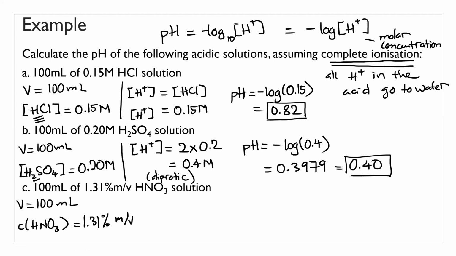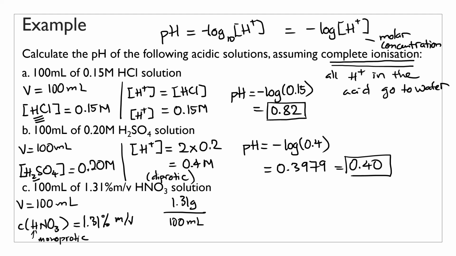This is a monoprotic acid, so it's good, but I don't have the concentration of this acid in mole per liter. So you can't calculate pH unless the concentration is in mole per liter. So what I need to do for this particular case is I have to convert this concentration to mole per liter. So 1.31% mass per volume is 1.31 grams in 100 ml. So it's a percentage mass per volume. And this is the concentration of nitric acid.